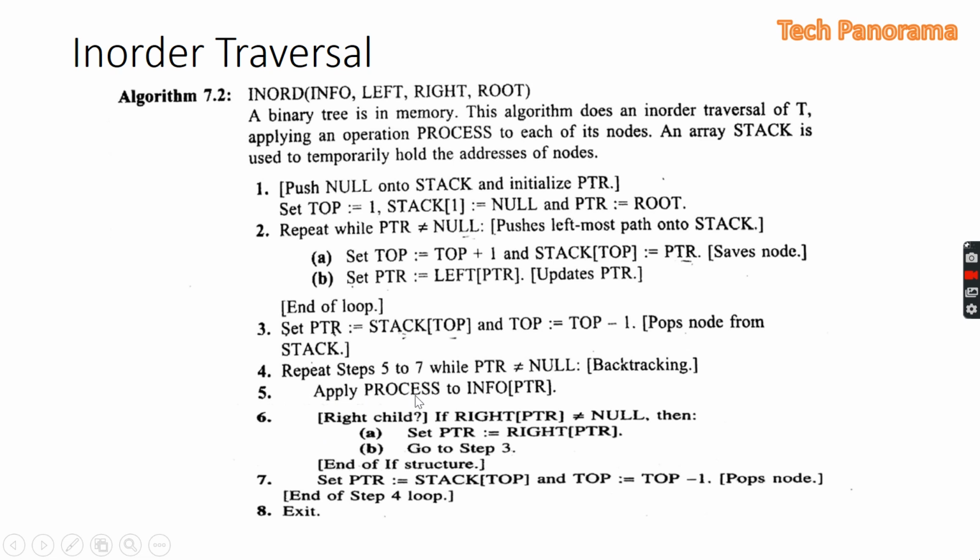So first we will apply the process to the info of PTR, then check its right. If it has a right element, then we will assign PTR equal to right of PTR and go to step number 3. Here we will pop the element. Next we will pop the element from the stack. So finally, when the PTR is equal to null, we will stop the process.